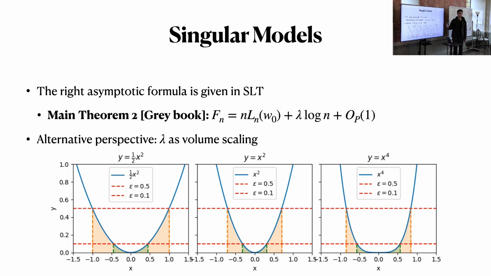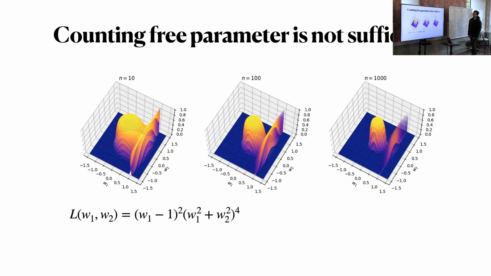down much slower. So the quantity that quantifies the rate at which that volume shrinks is the RLCT. Right. So the RLCT for this case is 1/4. So the volume goes down much slower, and for that it is 1/2.